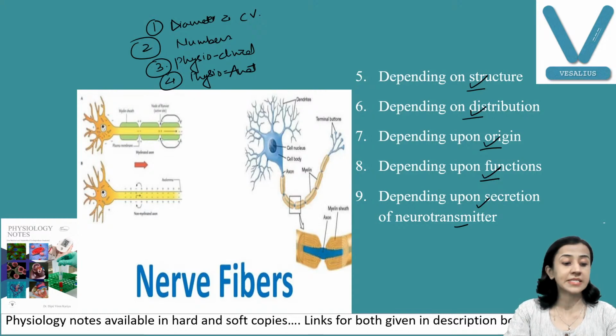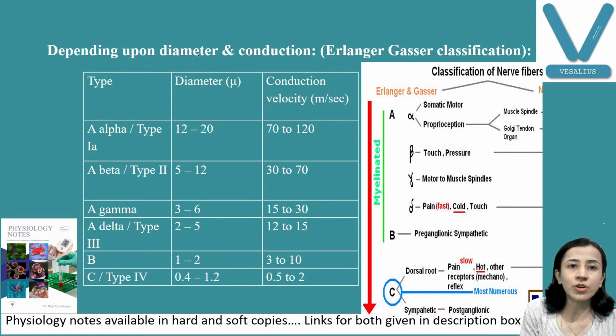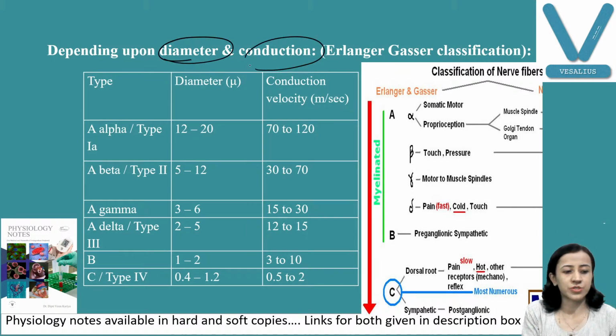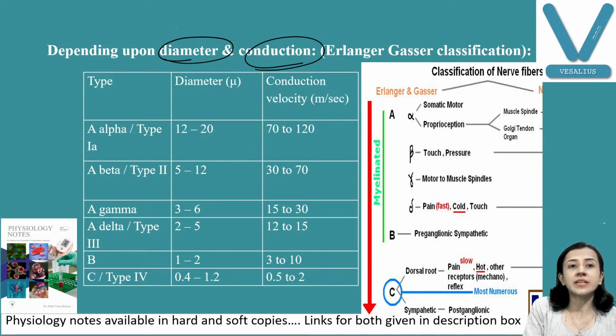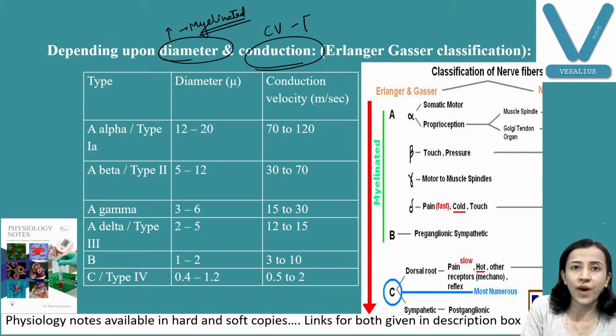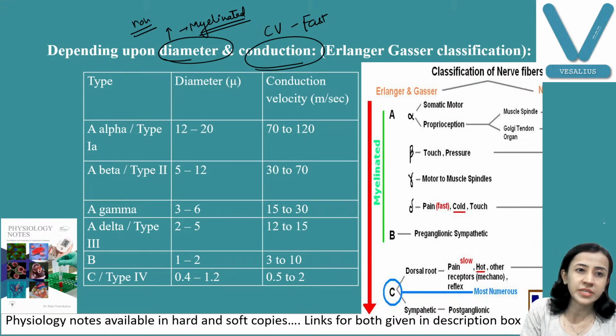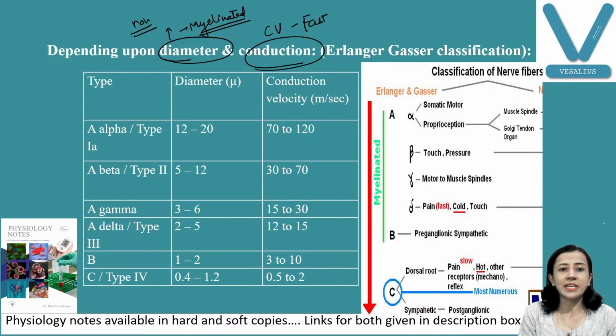First important one is Erlanger-Gasser's classification. Here you can see it is depending on the diameter and conduction velocity. As we all know, increased diameter means the fiber is myelinated. When myelin sheath is increased, the fiber is myelinated and conduction velocity is fast. If the fiber is non-myelinated, conduction velocity is slow. You can see here, from above downward the fibers are myelinated initially, then gradually non-myelinated fibers are there.